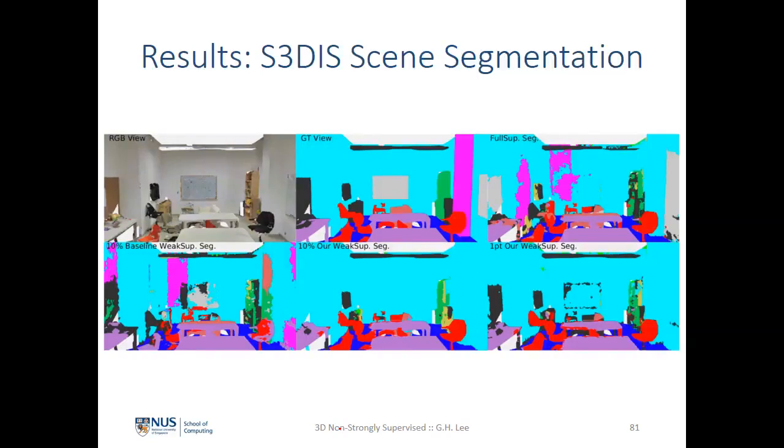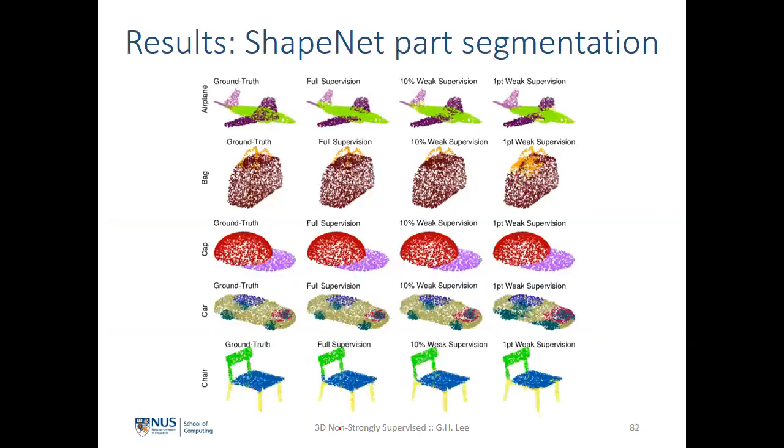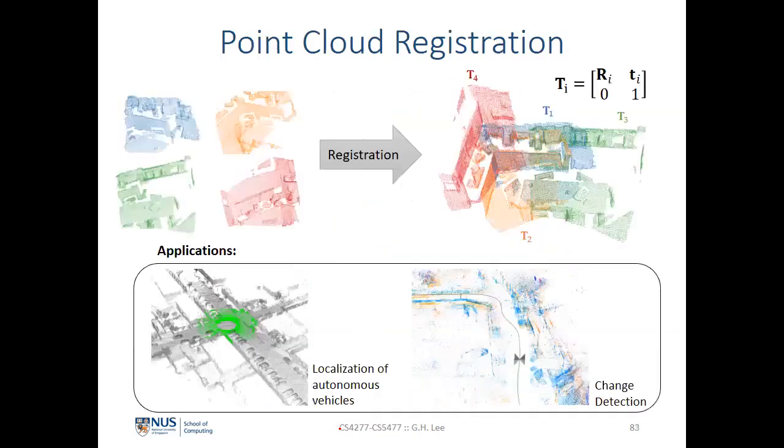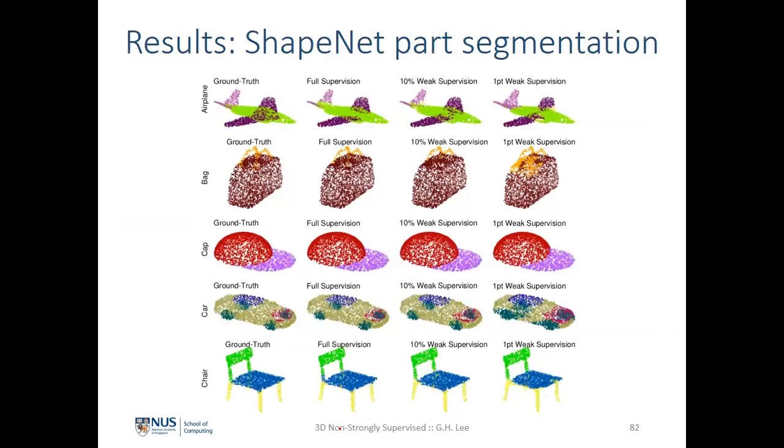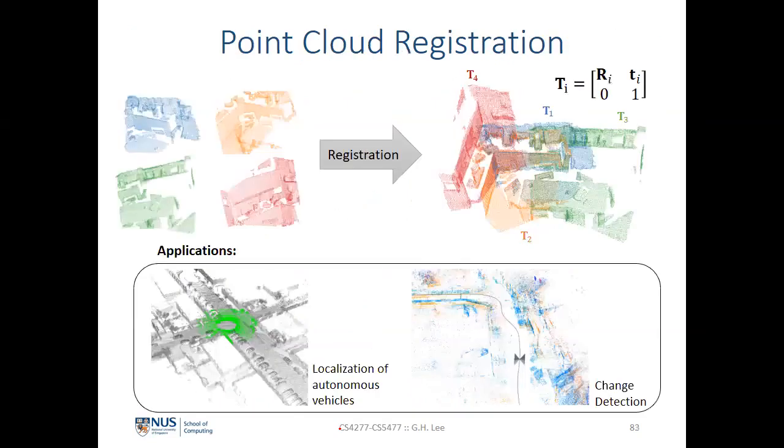Okay, so yeah, this is the semantic segmentation. Here's the part-based semantic segmentation. You can see that even with 1 point, it looks visually quite good compared to the ground truth. All right, so any question on segmentation? If not, then I move on to the next task, which is point cloud registration.